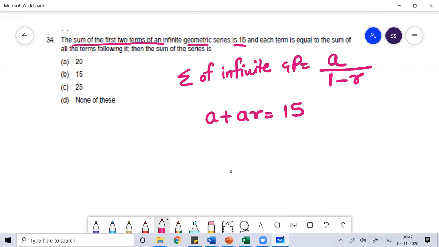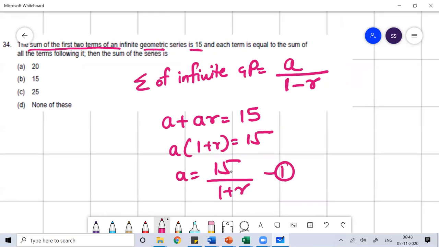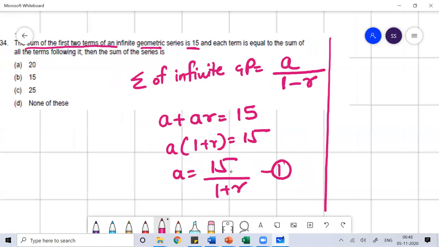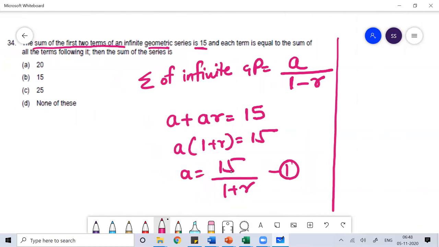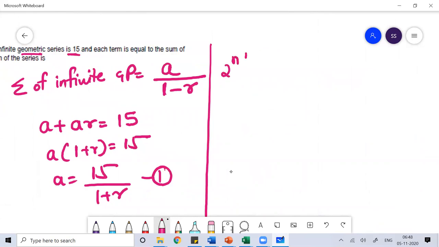So I can write this as A into 1 plus R is equal to 15. So I can write A is equal to 15 by 1 plus R. So this is equation 1, and each term is equal to the sum of all the terms following it. Like if I talk about the second term, the second term will be equal to the third term plus the fourth term.